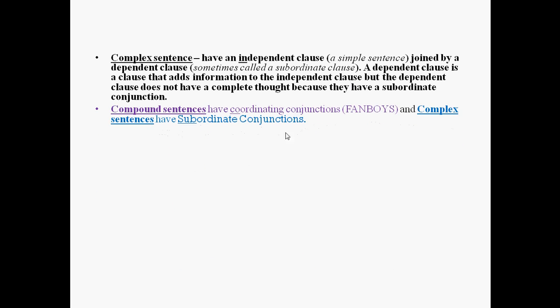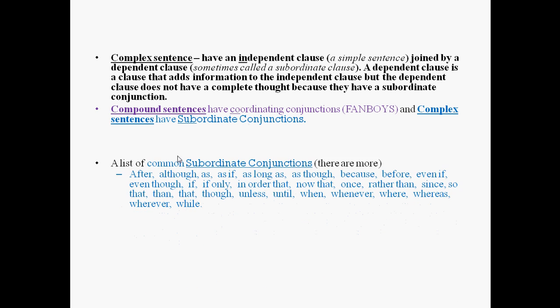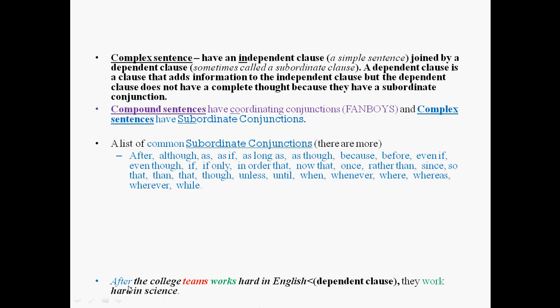So let's take a look at that idea. Compound sentences, in the last slide, have coordinating conjunctions. Fanboys is only 7, nothing too hard to worry about. Complex sentences have subordinate conjunctions. That's a bit of an issue because there's tons of them. This is a partial list of some common subordinating conjunctions. There are more. So let's see this in action.